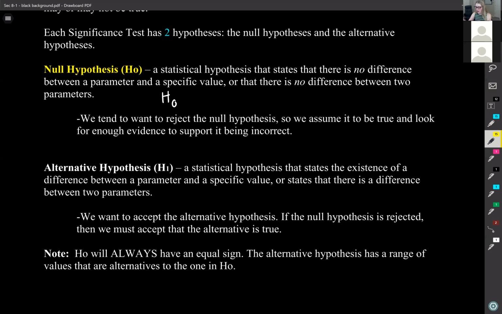The alternative hypothesis is the one that you want to accept. It will make more sense when we do an example. The alternative hypothesis is denoted as H sub 1. I've also seen it as H sub A.